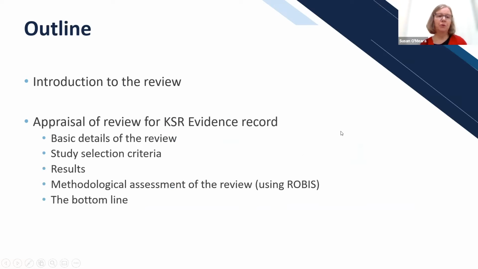And after that, I'm going to move on to the appraisal of the review for the KSR Evidence record. And that'll cover several things. So we look at the basic details of the review, we look at the study selection criteria, we look at results, obviously, and we look at the methodological assessment of the review using the ROBIS tool. And lastly, we come to the bottom line. In other words, what are the main messages coming out of the review?